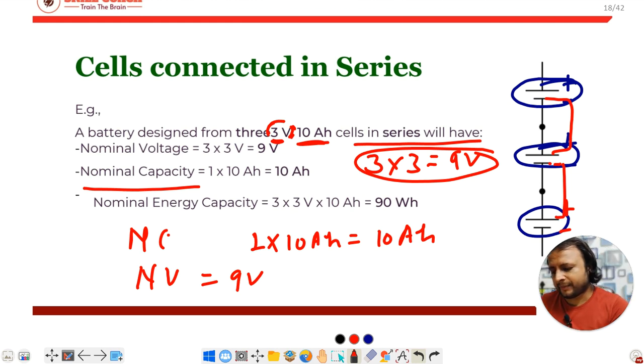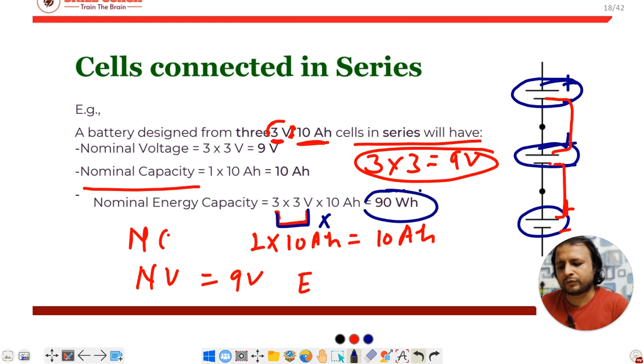So we will multiply the nominal voltage, 3 into 3 into 3, and multiply by the Ah, so 3 into 3 into 10. So we are getting 90 watt hour as the nominal energy capacity of this small battery pack. I hope it is clear for you. Okay.